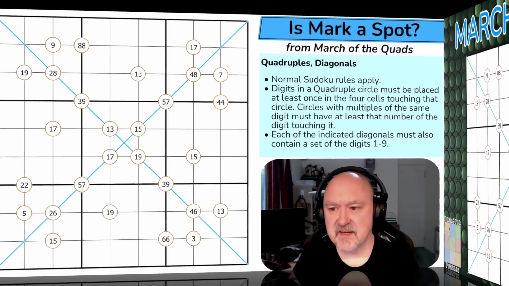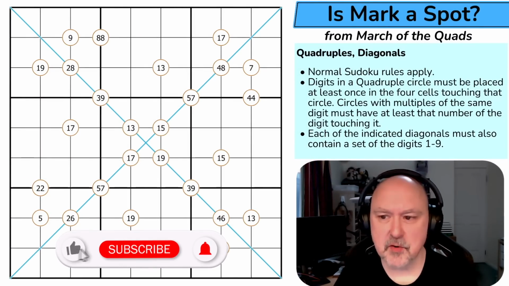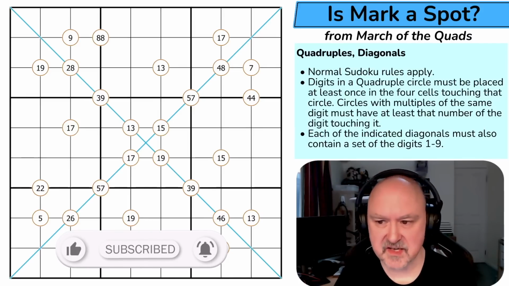Hey, this is BremSter continuing to record puzzles from March of the Quads. This puzzle is called Is Mark a Spot? And it's again credited to Skunkworks.